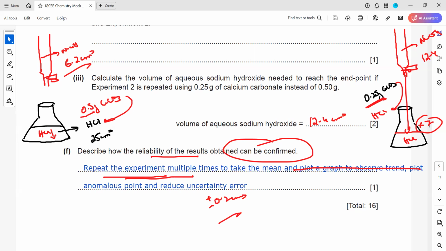For example, if in the first experiment the value was 6.2, and in the second experiment the value was 6.6, we have to do it again because they're not in the range of 0.2. Then we did it again and got the result 6.7. So now two results are concordant, and I will take these two results. So for titration, how should you check the reliability of the result? Repeat the experiment and compare the results until two results are concordant to 0.2 cm cube.